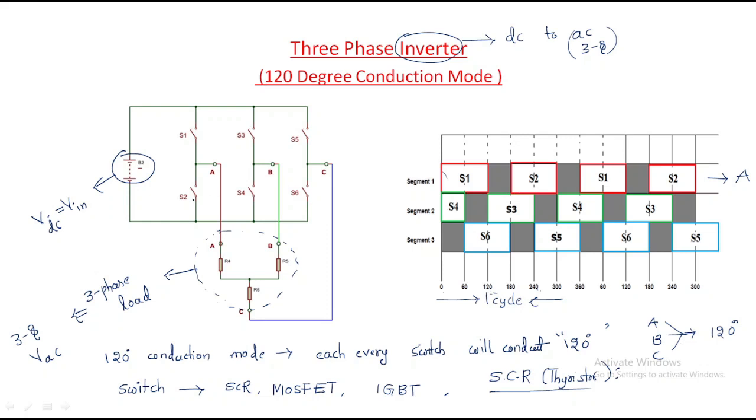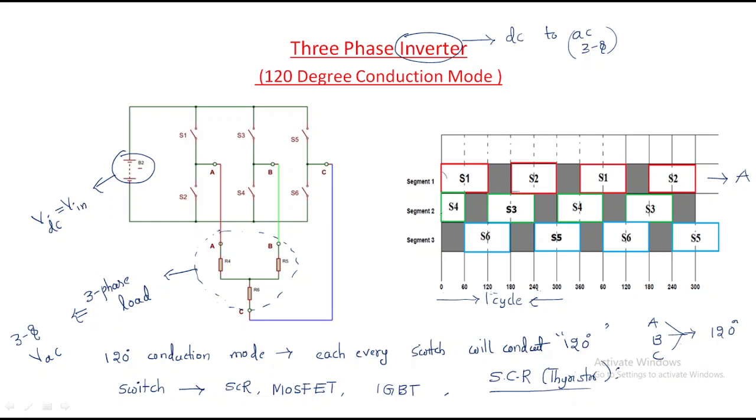After that S2 switch will be conducted. It will be conducted for 120 degrees. After that again 60 degrees will be gap. And again after that S1 will be conducted. Again after 60 degrees S2 will be conducted. Yes, this is the A phase. For the A phase, these two switches will be operated.